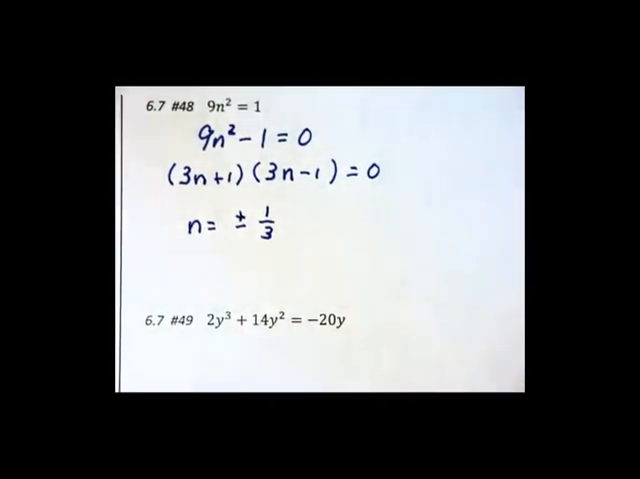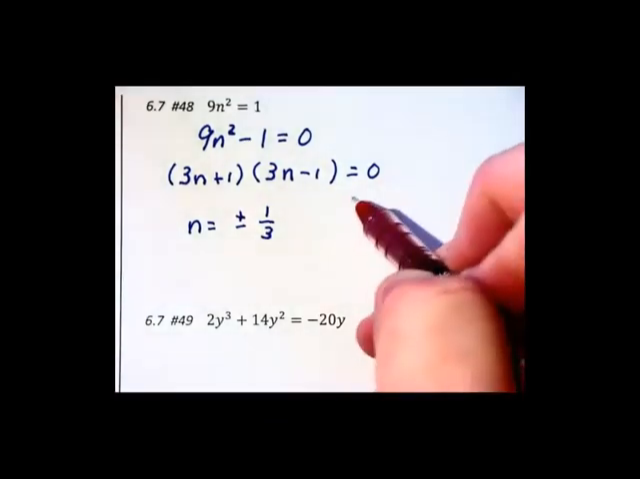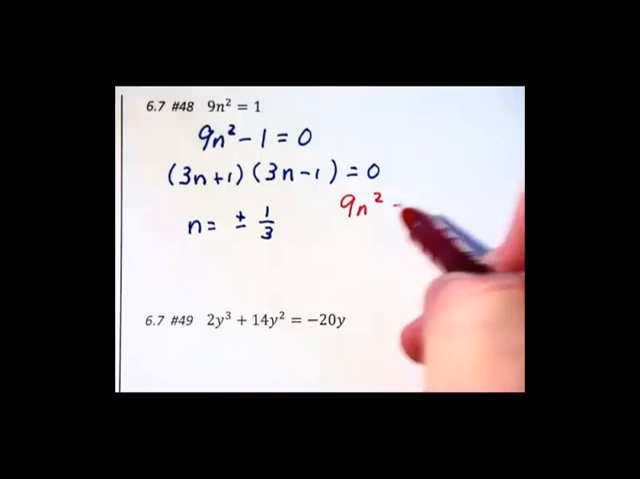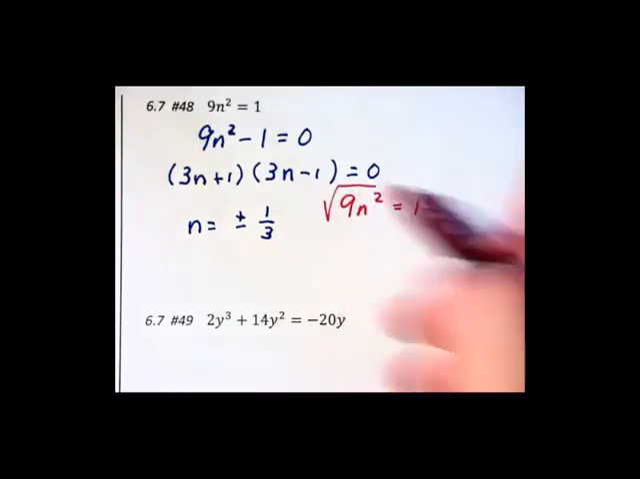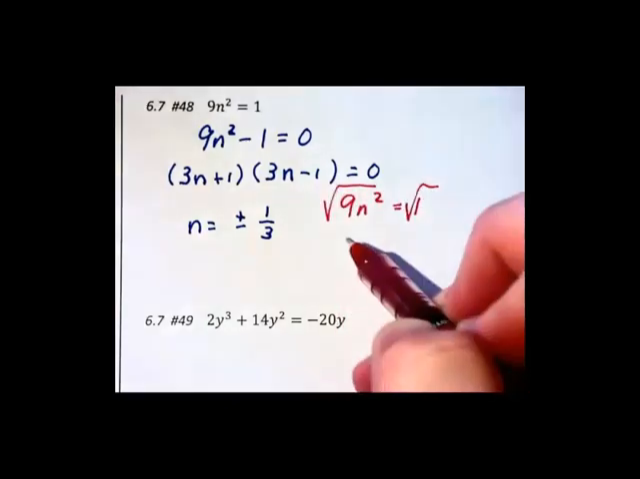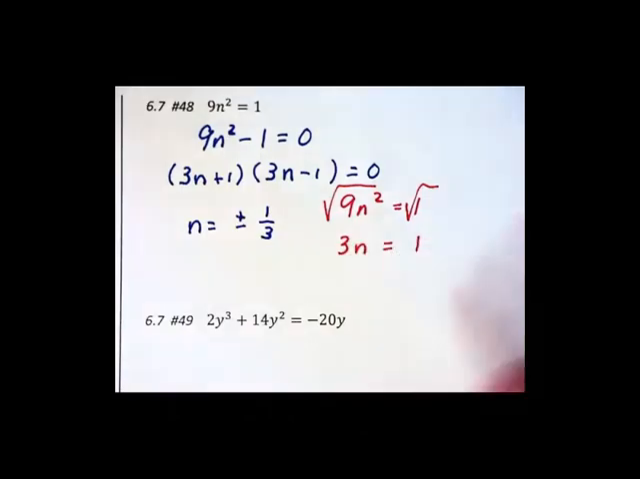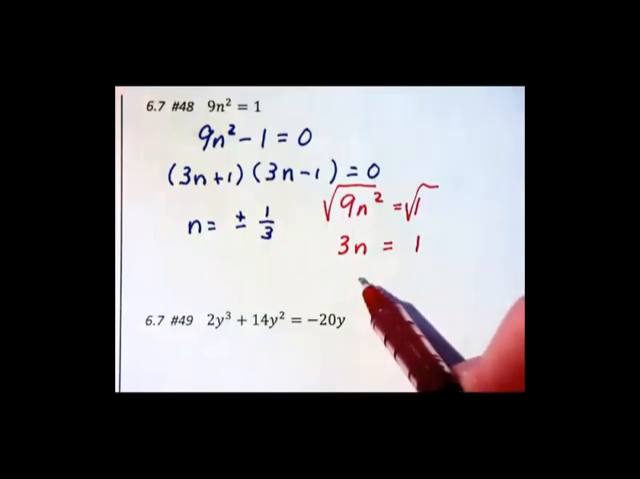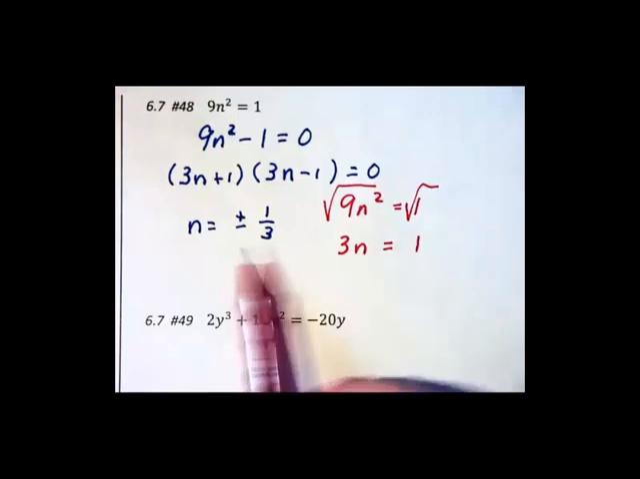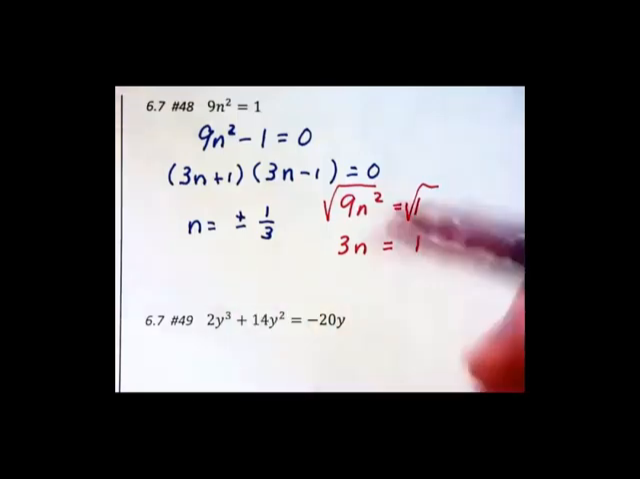Okay, now let me just make that comment about square roots. If you were to have said 9n squared equals 1, and then you wanted to square root both sides and say, 3n equals 1, divide by 3 and get 1/3, you've got a little bit of a problem here, because you're about to get one answer and I had two over there.